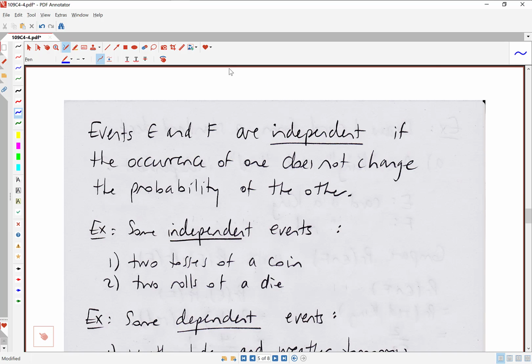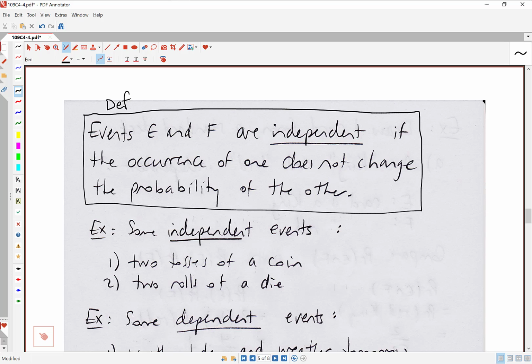So remember, our video was called Conditional Probability and Independence. So we're now going to get into the second topic of independence. So let's start with a definition. We say that events E and F are independent if the occurrence of one does not change the probability of the other. So let's look at an example from everyday life of independent events.